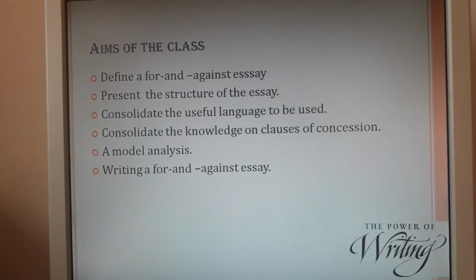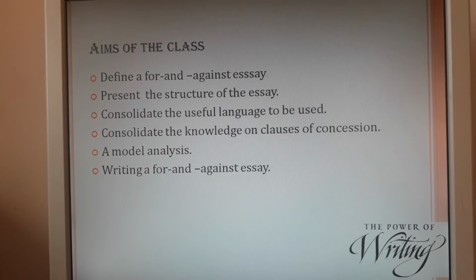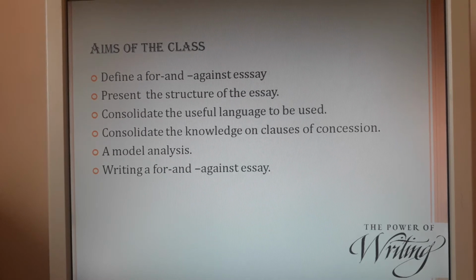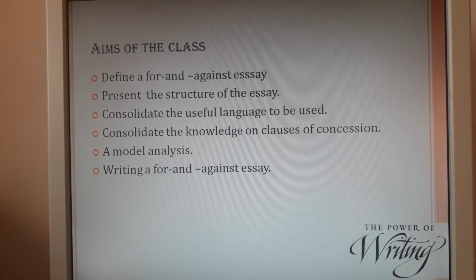The aims of the class are: define a for and against essay, present the structure of the essay, consolidate the useful language to be used, consolidate the knowledge on clauses of concession, a model analysis, and the last one, writing a for and against essay.